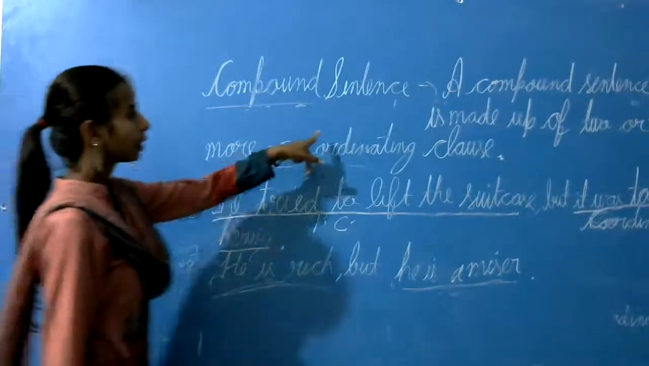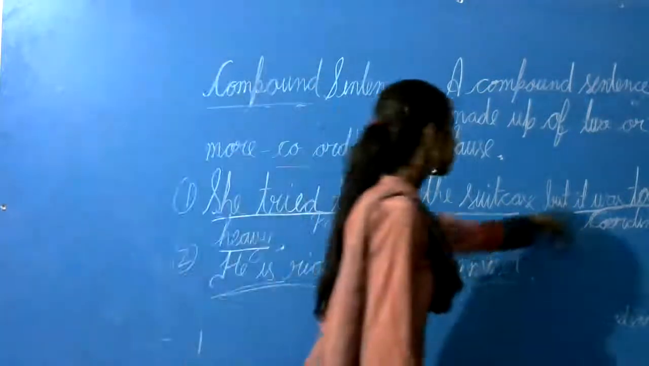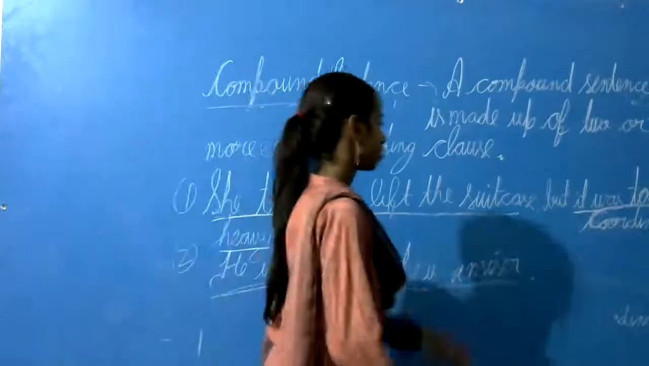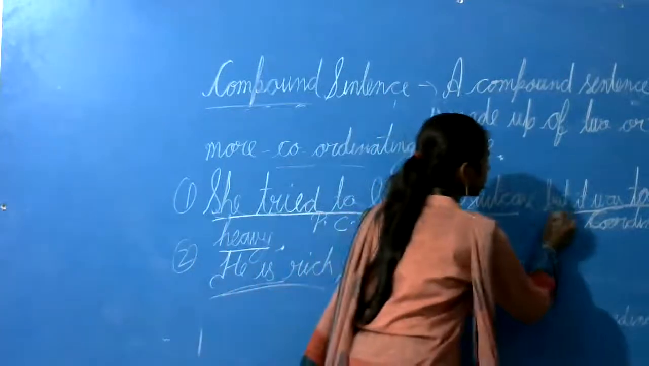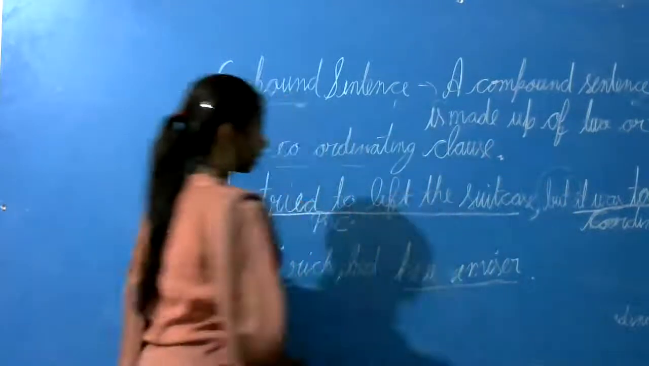A compound sentence is made up of two or more coordinating clauses. She tried to lift the suitcase, but it was too heavy. He is rich, but he is a miser. See, before using the conjunction, we are using a comma. Okay.